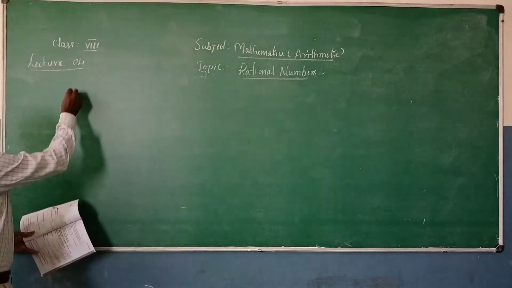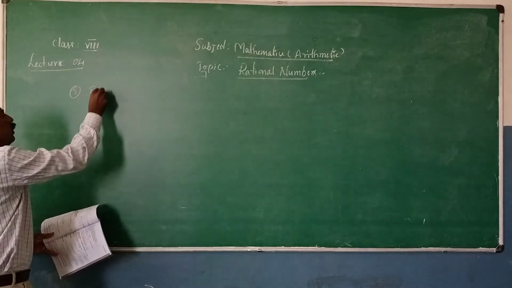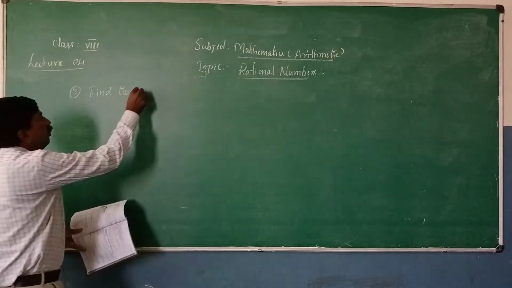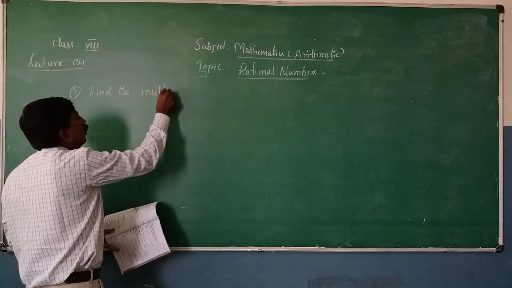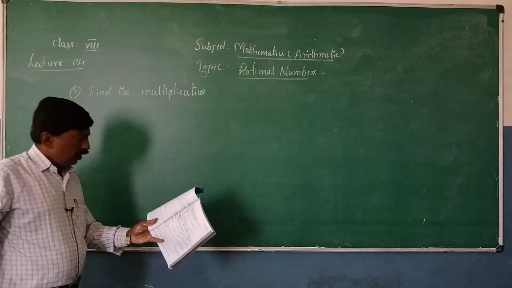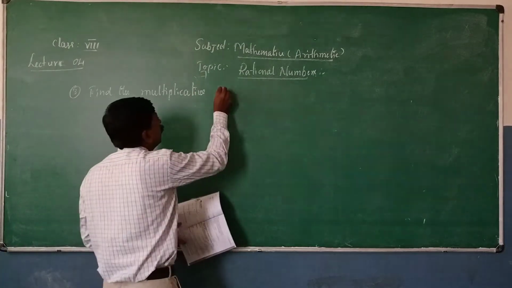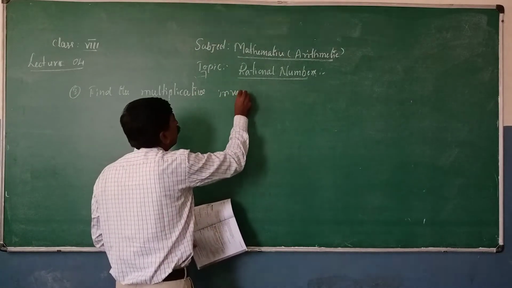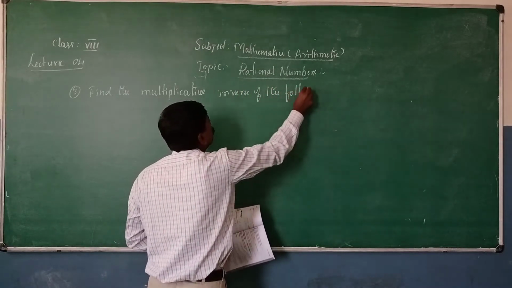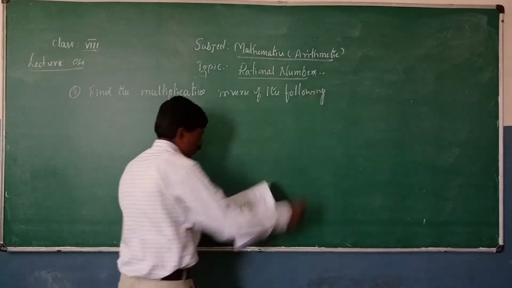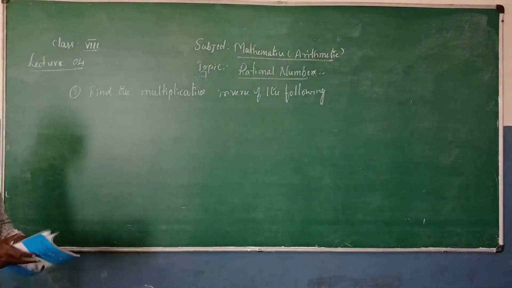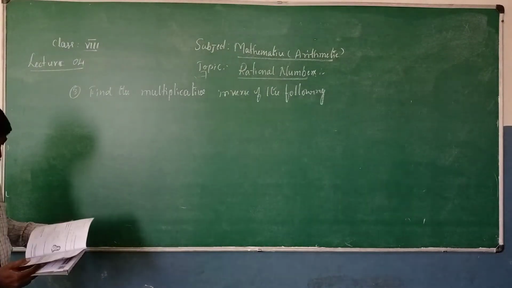Now find the multiplicative inverse of the following. You can write one by one.